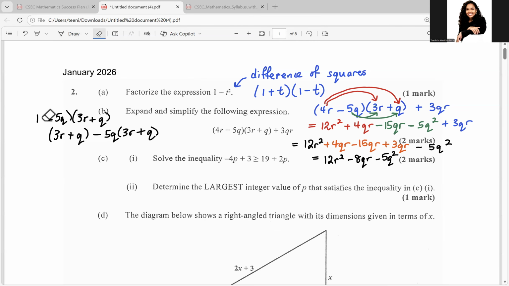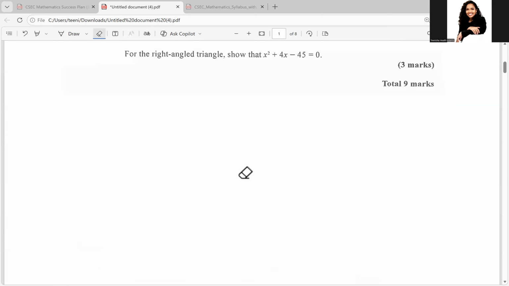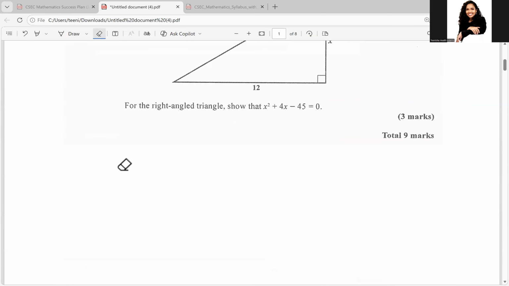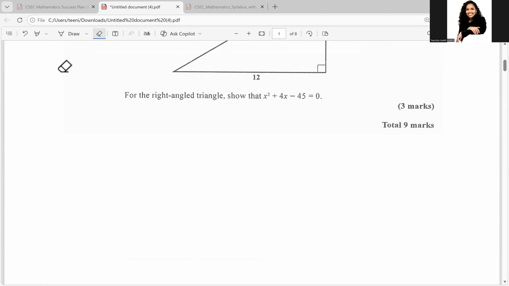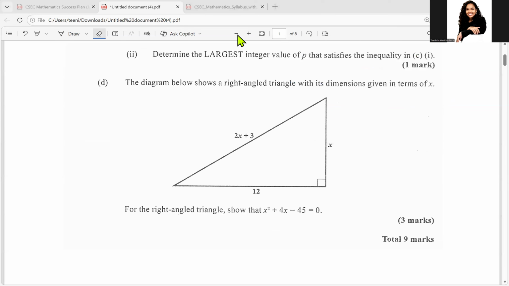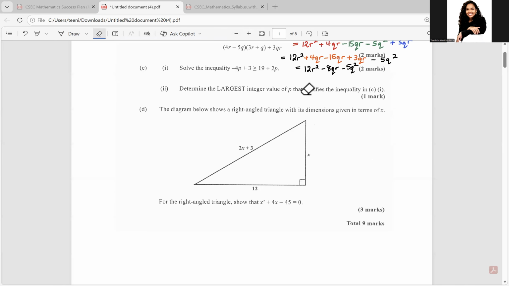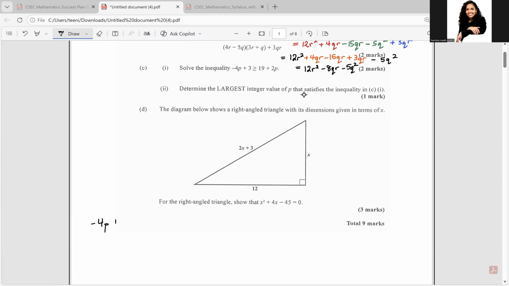Right, so part C, solve the inequality. Negative 4p plus 3 is greater than or equal to 19 plus 2p. So I'm just going to do this question down here instead, so I have a little more space. So let me just zoom out a little bit so I can get it. Good. So we have minus 4p plus 3 is greater than or equal to 19 plus 2p.